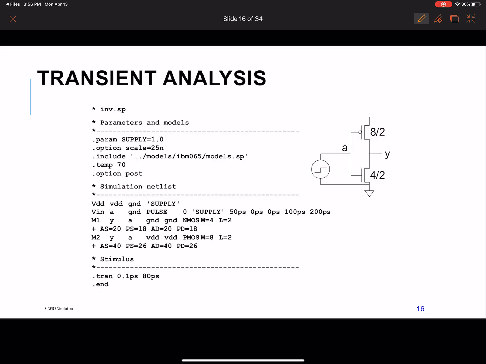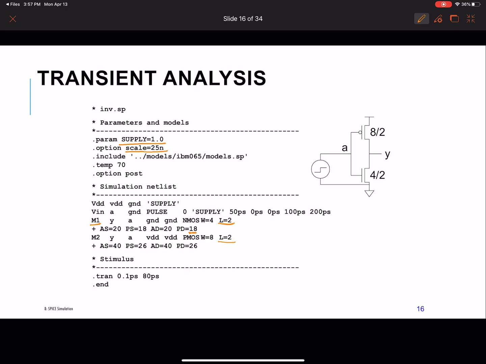Okay. So here's another transient analysis. They've parametrized the supply voltage, so there's this variable they've defined to be 1. They've defined a scaling of 25 nano. So when they say L is equal to 2, it's 2 times 25N. So they've made it parameter independent. So this would be like 18 times 25 nano, etc.